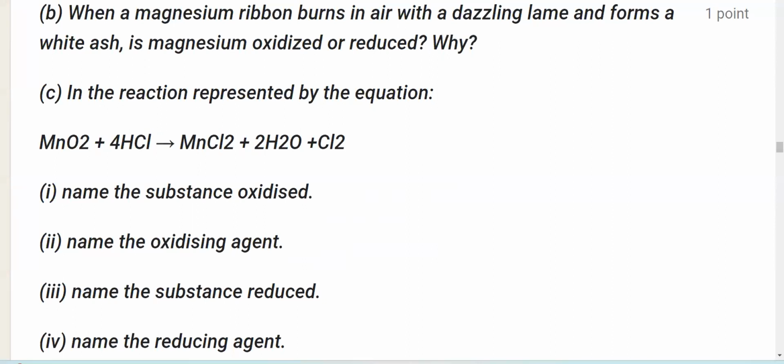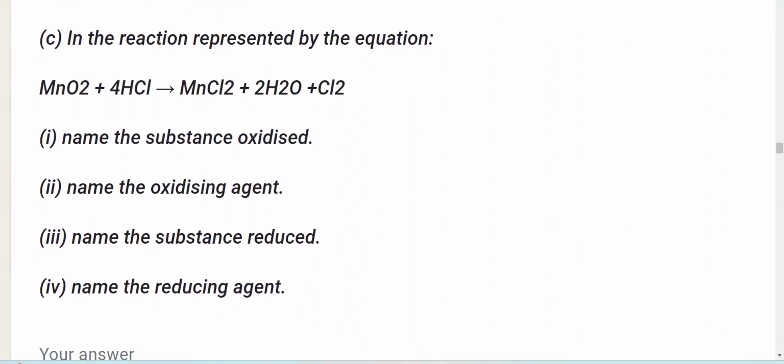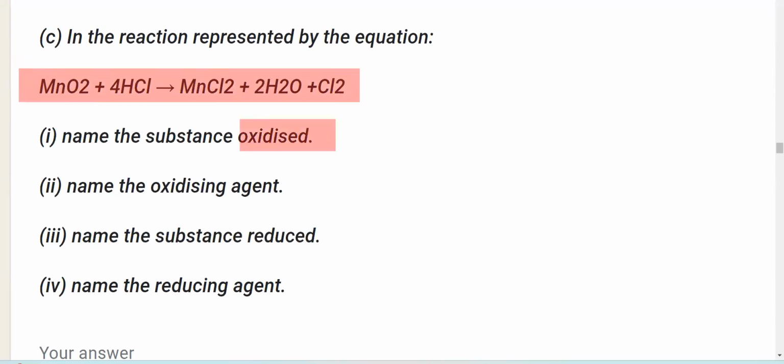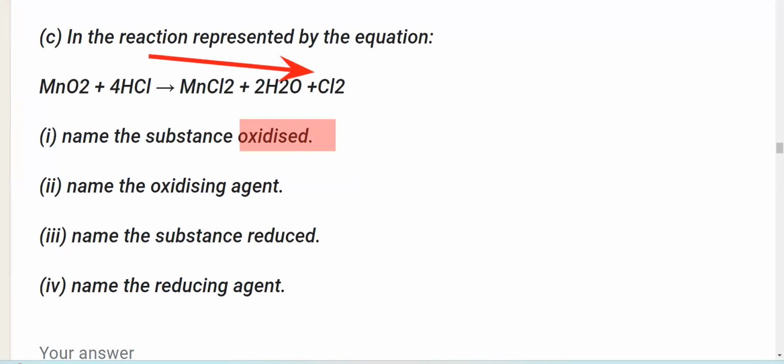One last question we are doing based on the same concepts. As you can see here, this is the reaction. We are taking the same reaction so as to strengthen the concept. They're asking for the substance oxidized. The substance oxidized, if you identify, is HCl, because HCl is losing hydrogen, and loss of hydrogen is considered oxidation. So HCl is getting oxidized.